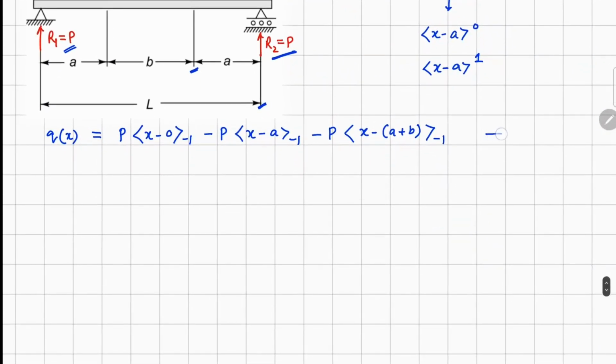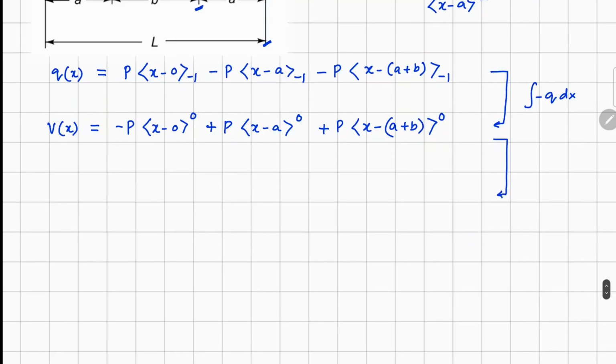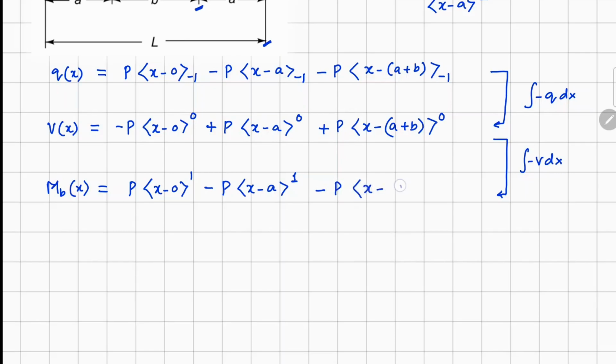Next, we are going to integrate this to get the shear force. So I can write V(x): minus P x minus 0, integration gives us power 0, plus P x minus a to the power 0, plus P again x minus (a plus b) to the power 0. We can integrate one more time to get the bending moment. So M_b(x), flipping the sign, is P x minus 0 to the power 1, minus P x minus a to the power 1, minus P x minus (a plus b) to the power 1.